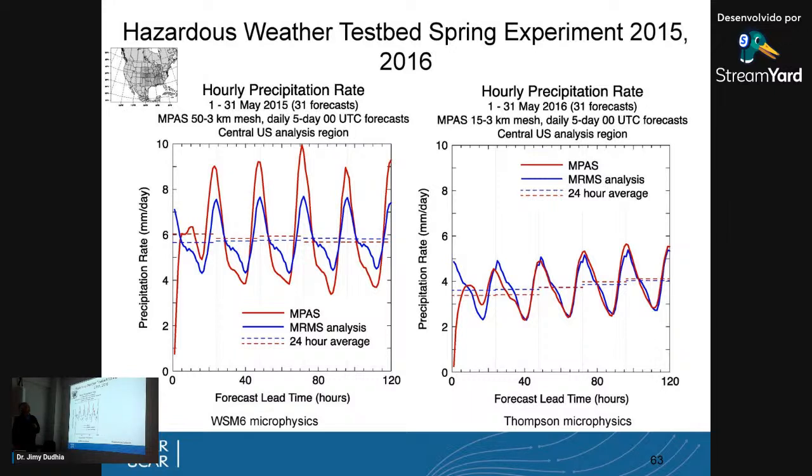MPAS is also taking part in the Hazardous Weather Testbed spring experiments. Here's a couple of examples showing the sensitivity to microphysics. The real rain was in blue. The model rain diurnal cycle was not correct. It's giving the correct mean rainfall, but not the correct diurnal cycle. Changing the microphysics actually helped a lot. This is going from WSM6 to Thompson. The Thompson scheme does produce a much better diurnal cycle over the US. I think in other parts of the world you find it's the other way around, where WSM6 does better than Thompson, because Thompson's mainly been developed over the US continent.